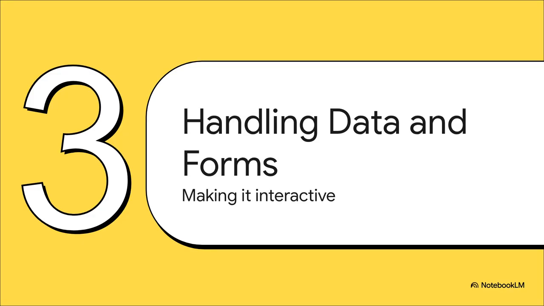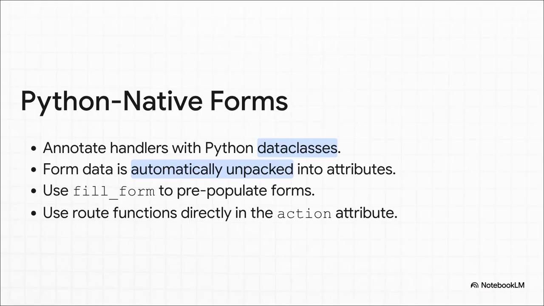But real apps need to get data from the user, right? So how does FastHTML handle forms without turning into a total nightmare? This, my friends, is where that Python-first approach really starts to pay off. So instead of manually parsing all the form data from a web request, you just don't. You simply type hint your route handler with a standard Python data class, and FastHTML automatically unpacks all the form data right into it for you.